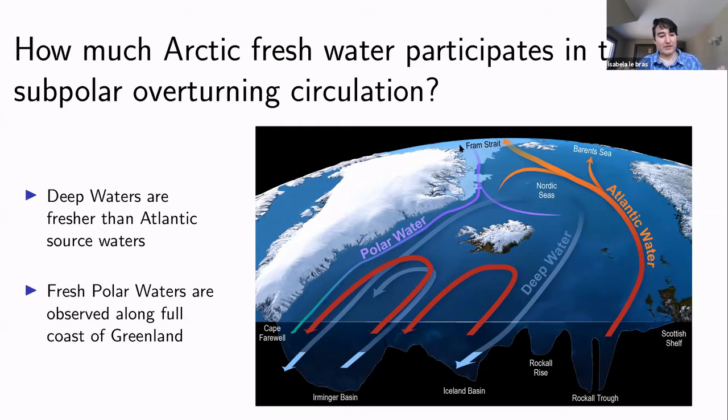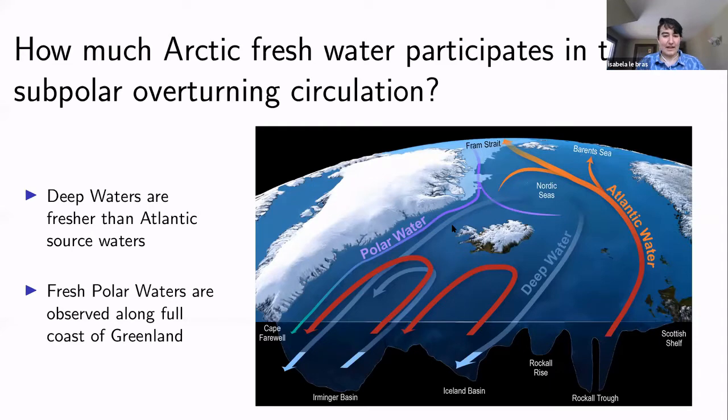So we do know a few things. We know that the deep waters are fresher than the Atlantic source waters. So we know that the Atlantic source waters mix with some fresh waters, whether it be polar water or some of the freshwater sources I listed before, to create these fresher deep waters. We also know that the polar waters flow all along the coast of Greenland. So we know that the Atlantic waters aren't mixing with all of the polar waters to make the deep waters.